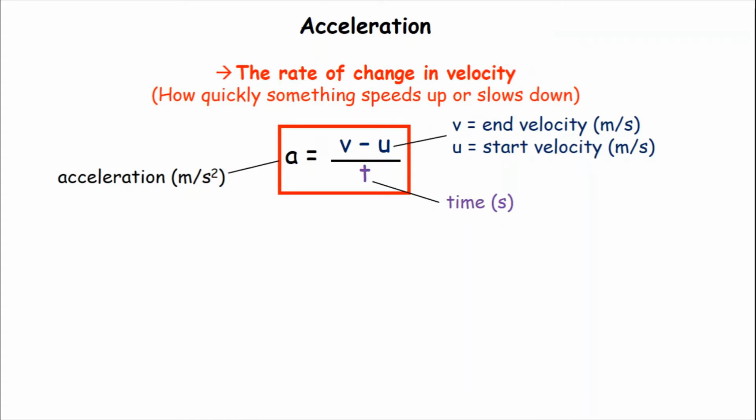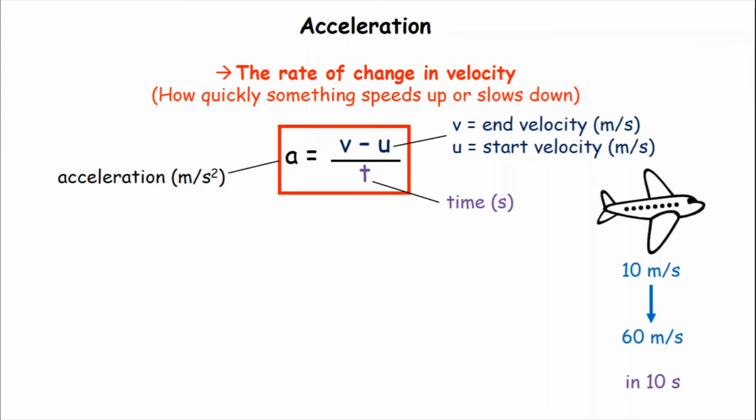Now let us look at an example. We have an aeroplane that accelerates from 10 meters per second to 60 meters per second, and it does this in a time of 10 seconds. So our start velocity is 10 meters per second and our end velocity is 60 meters per second.